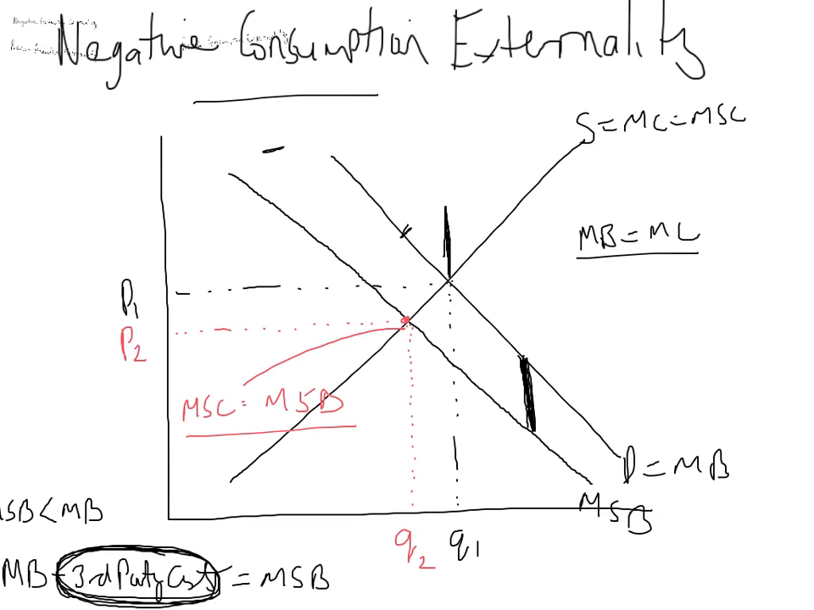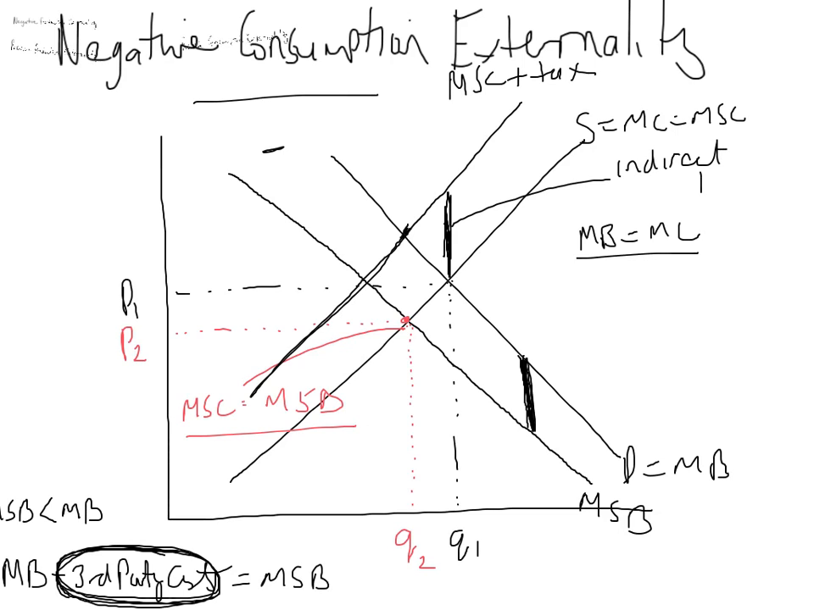And when I do, what I can do is add in my new supply curve. So this is going to be the marginal social cost curve plus the tax, isn't it? Because this bit here is the indirect tax per unit of consumption. And that indirect tax is equal to the third-party costs that are being incurred as a result of the consumption.